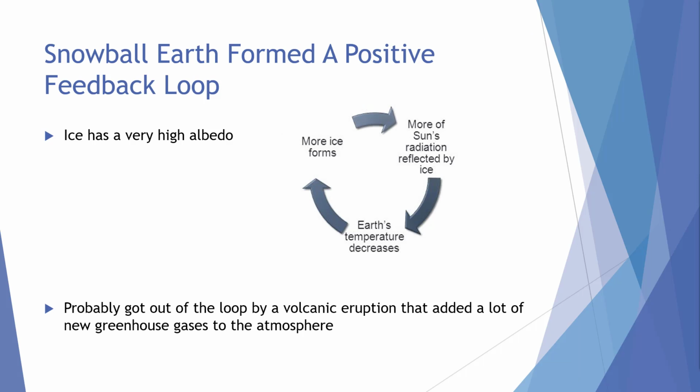So Snowball Earth was actually a positive feedback loop for itself. Because ice has a high albedo, more solar radiation was reflected by the ice and Earth's temperature further decreased, forming more ice. It's a loop that's a self-fulfilling prophecy. It's a positive feedback. And so we probably got out of the loop by a volcanic eruption that added a lot of new greenhouse gases to the atmosphere.